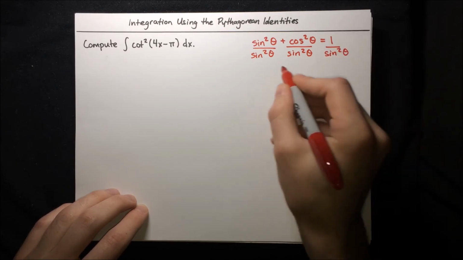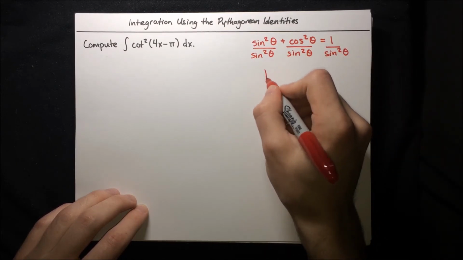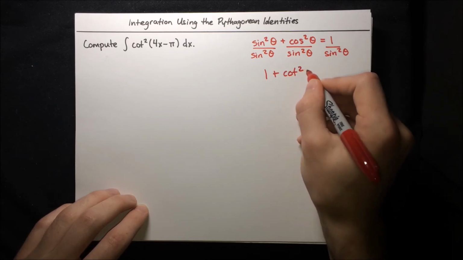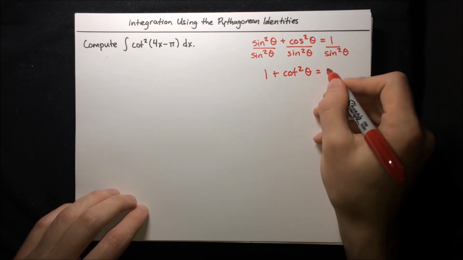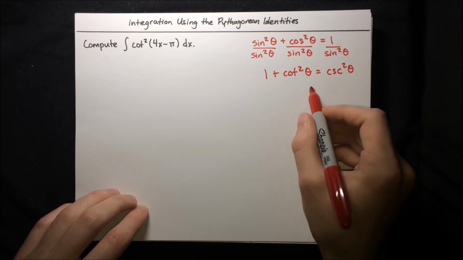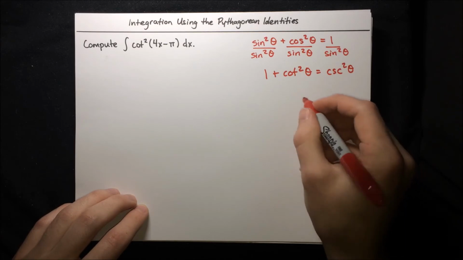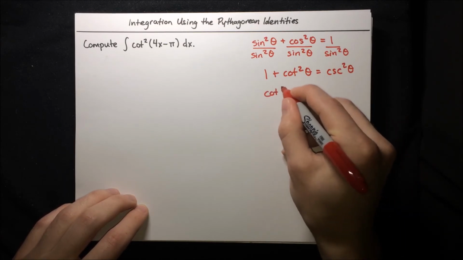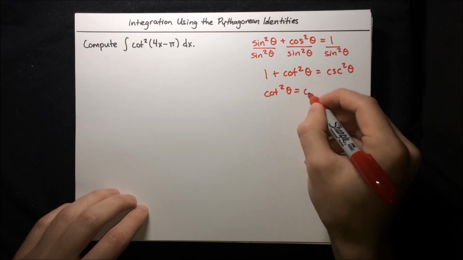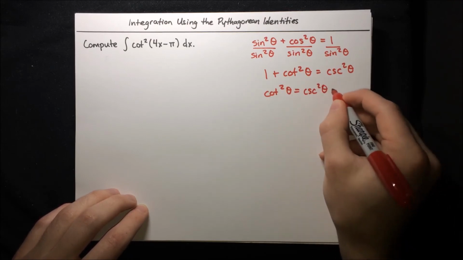So just simplifying all of this, sine squared over sine squared, that's just 1. Then cosine squared over sine squared, that's cotangent squared. And then 1 over sine squared, that's cosecant squared. Alright, now let's go ahead and solve for cotangent. So cotangent squared theta equals, just subtract the 1, you get cosecant squared theta minus 1.